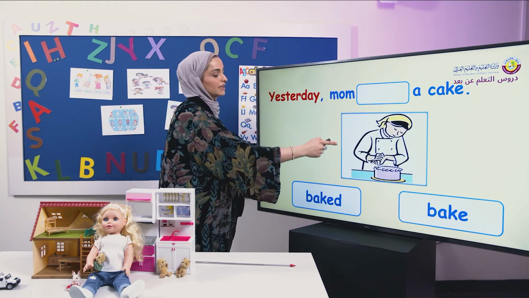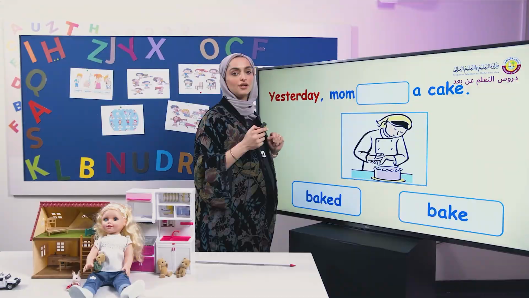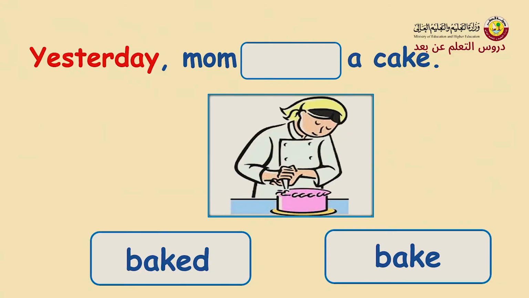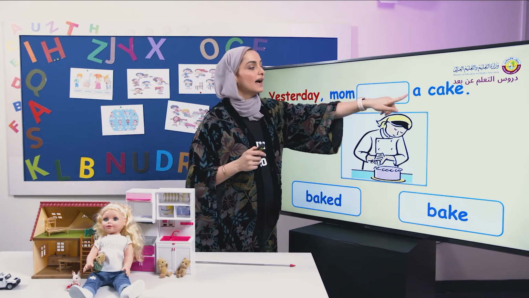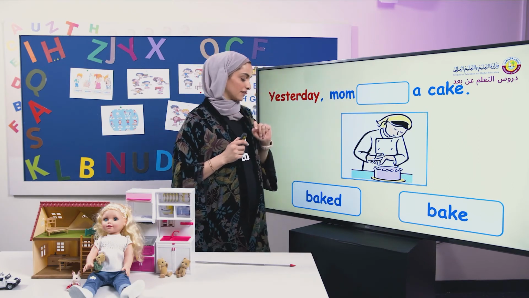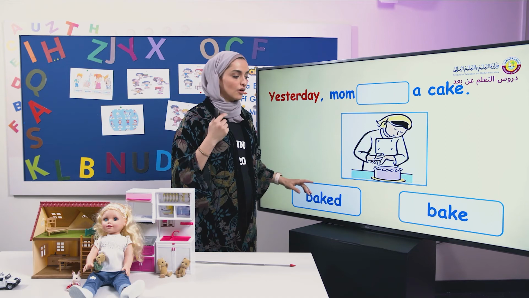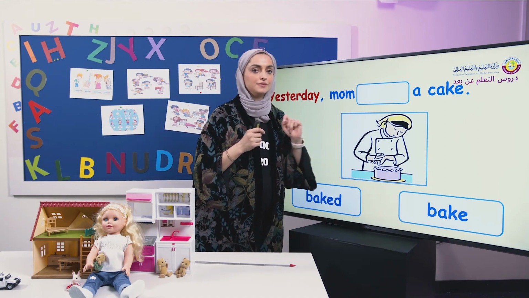Now, look here. Look at mommy. What did she do yesterday? Let's read. Yesterday, mom a cake. What are the verbs? Baked or bake? Think.